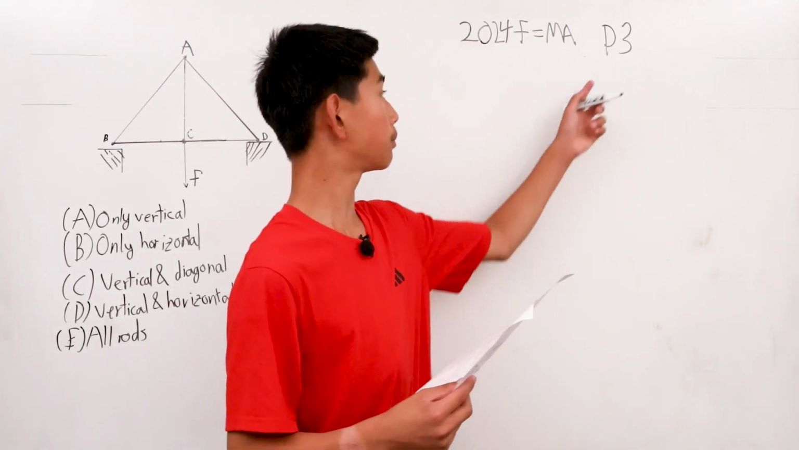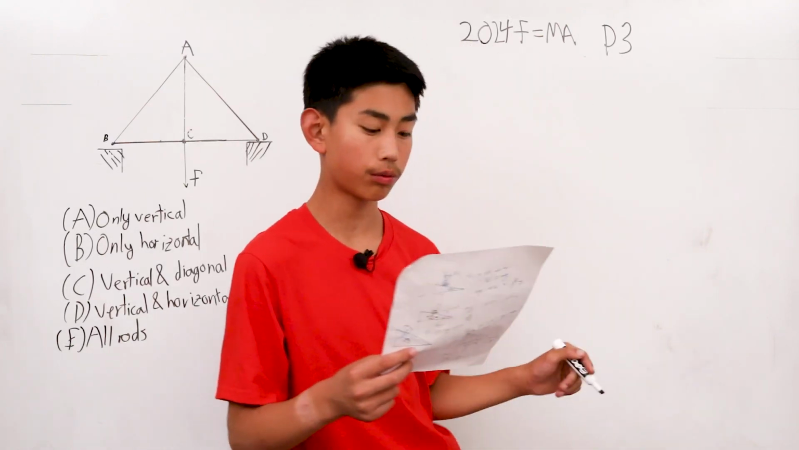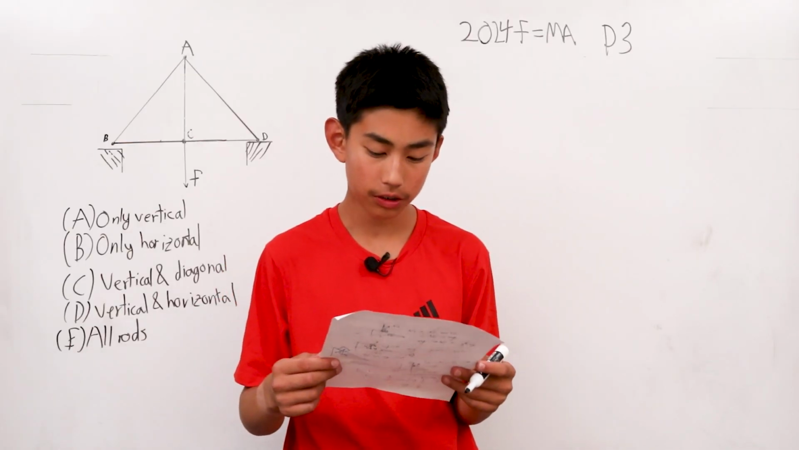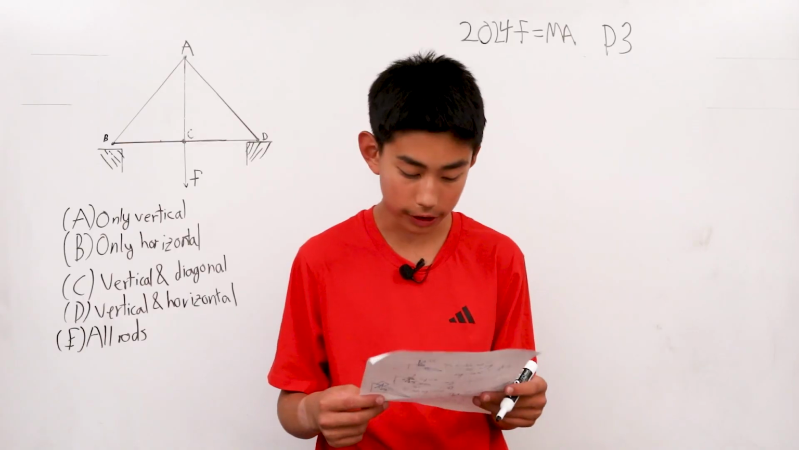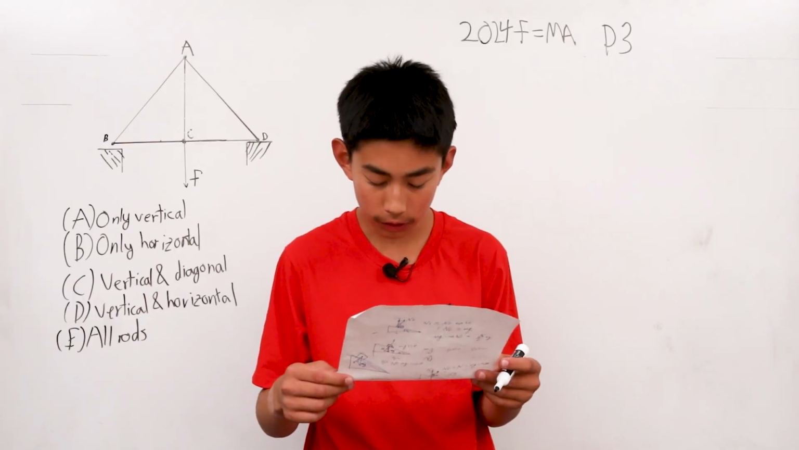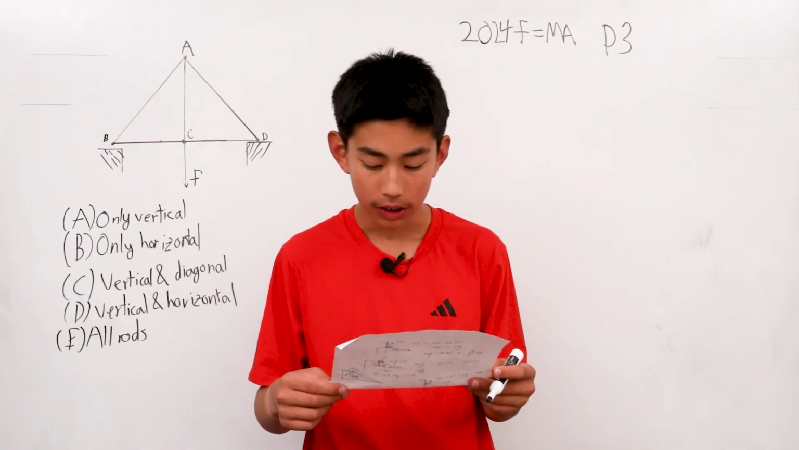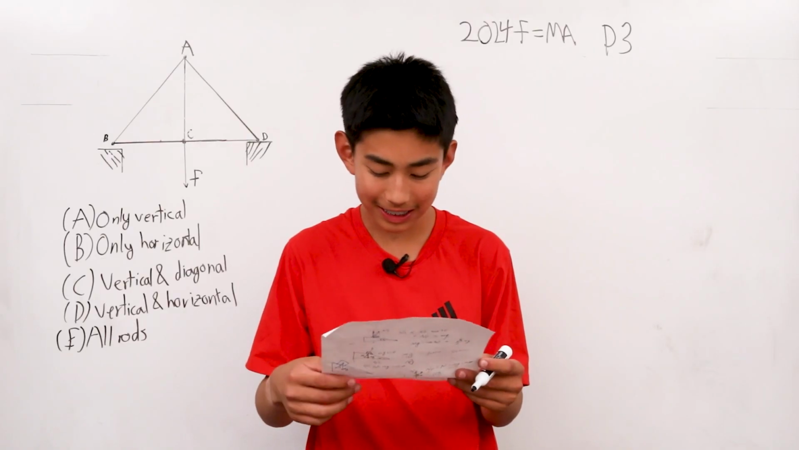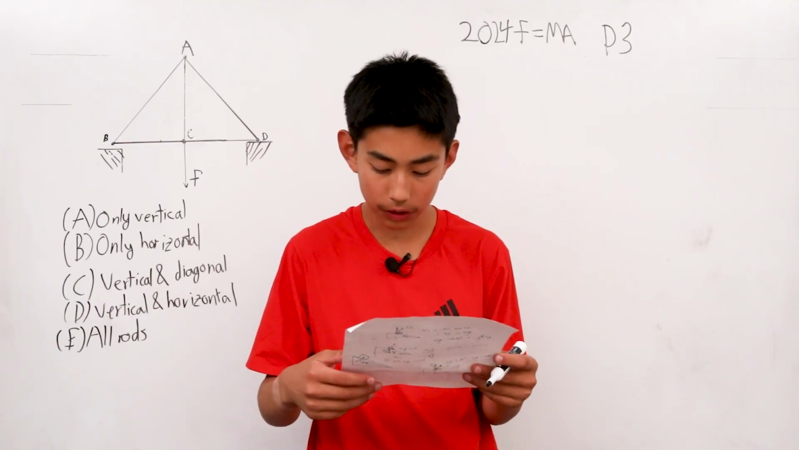We're solving problem 3 from the 2024 F equals MA exam. A simple bridge is made of 5 thin rods rigidly connected at 4 vertices. The ground is frictionless so that it can only exert vertical normal forces at B and D. The weight of the bridge is negligible, but a person stands at its middle, exerting a downward force at vertex C.